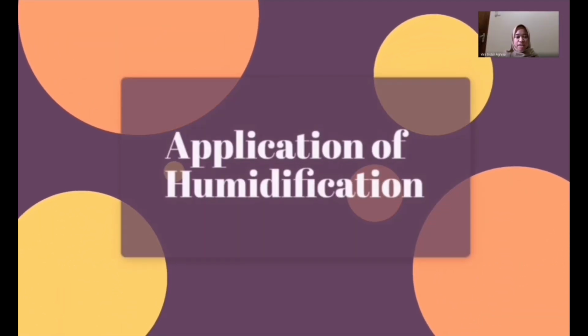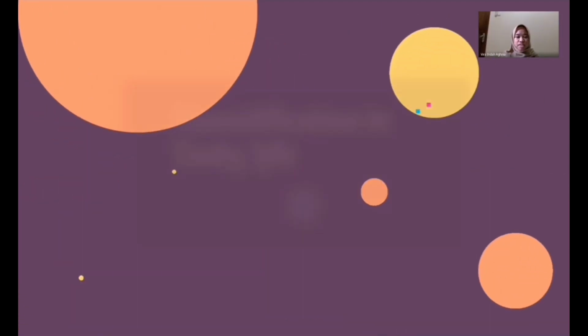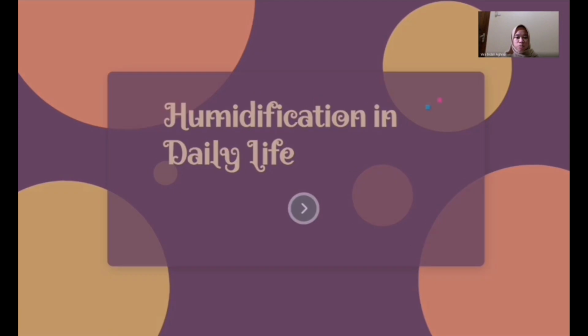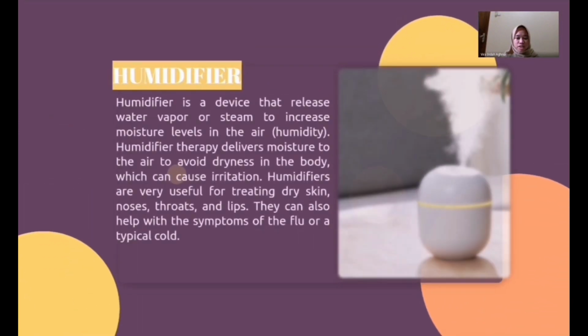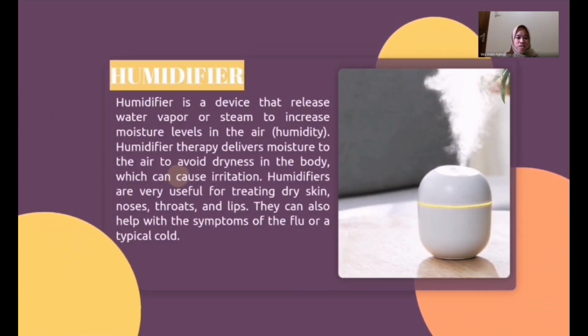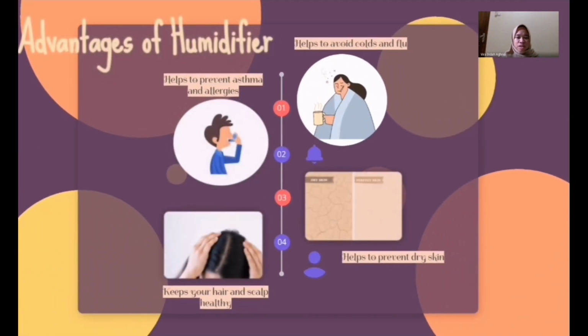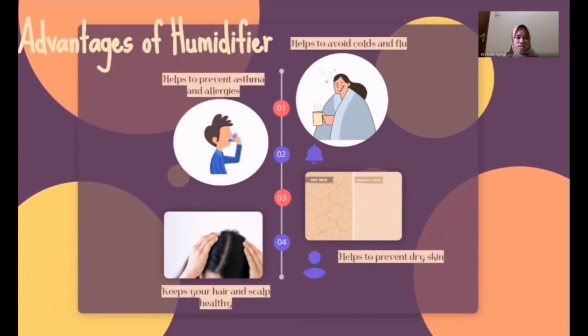Application of humidification. The first part is humidification in daily life. One example is the humidifier. A humidifier is a device that releases water vapor or steam to increase the moisture level in the air. Humidifier therapy delivers moisture to the air to avoid dryness in the body which can cause irritation. Humidifiers are very useful for treating dry skin, noses, throat, and lips. There are several benefits of using a humidifier, such as avoiding colds, preventing asthma and allergies, as well as keeping the skin and hair moist.